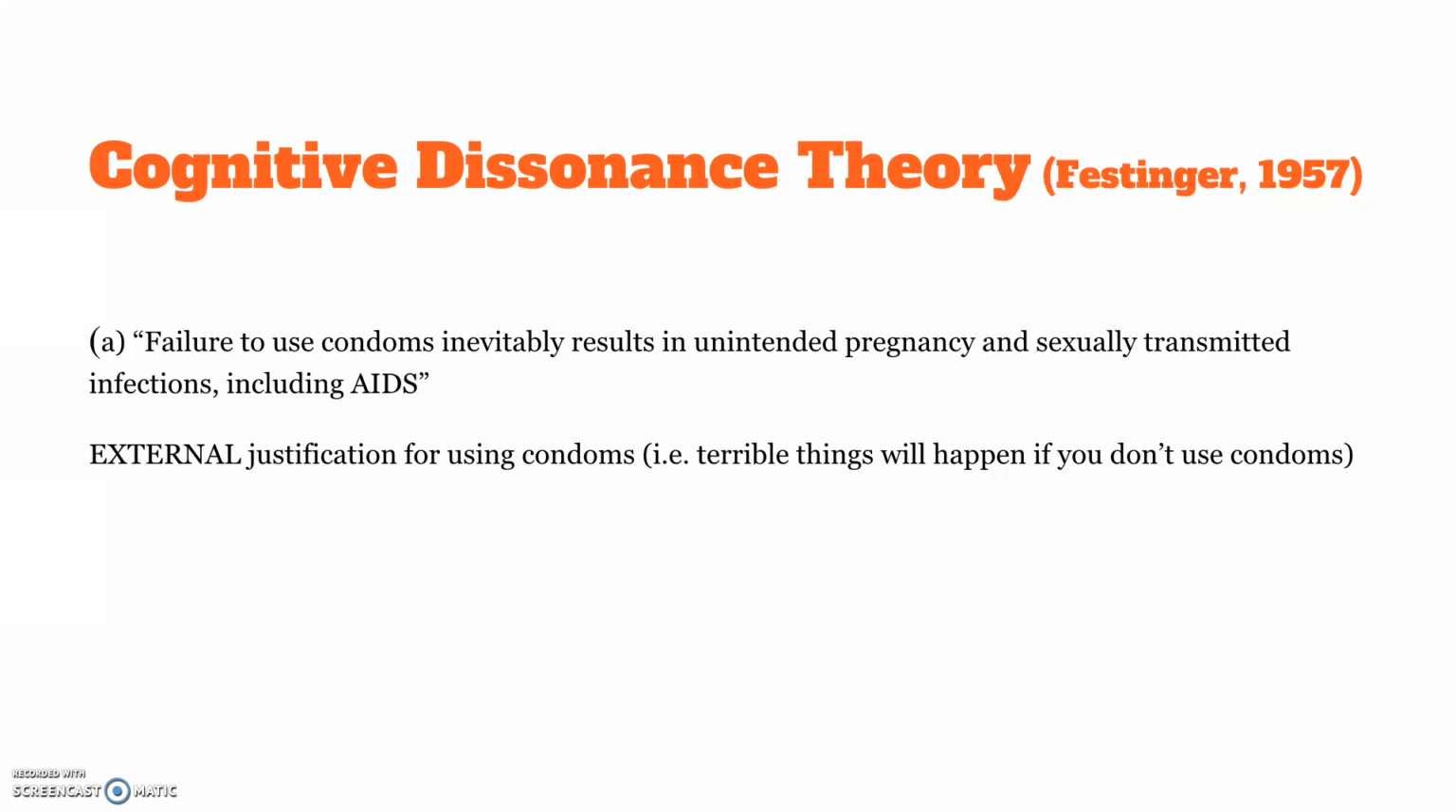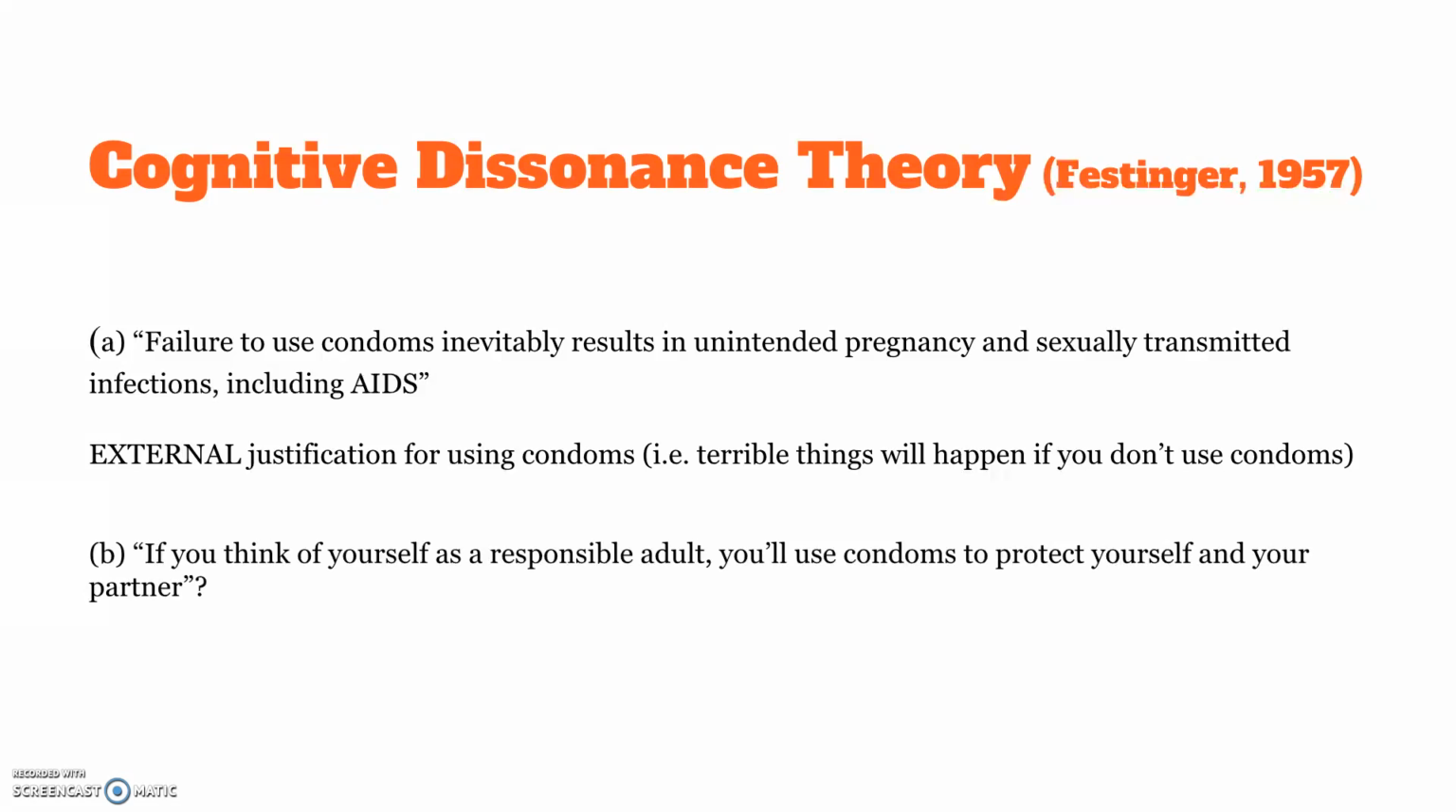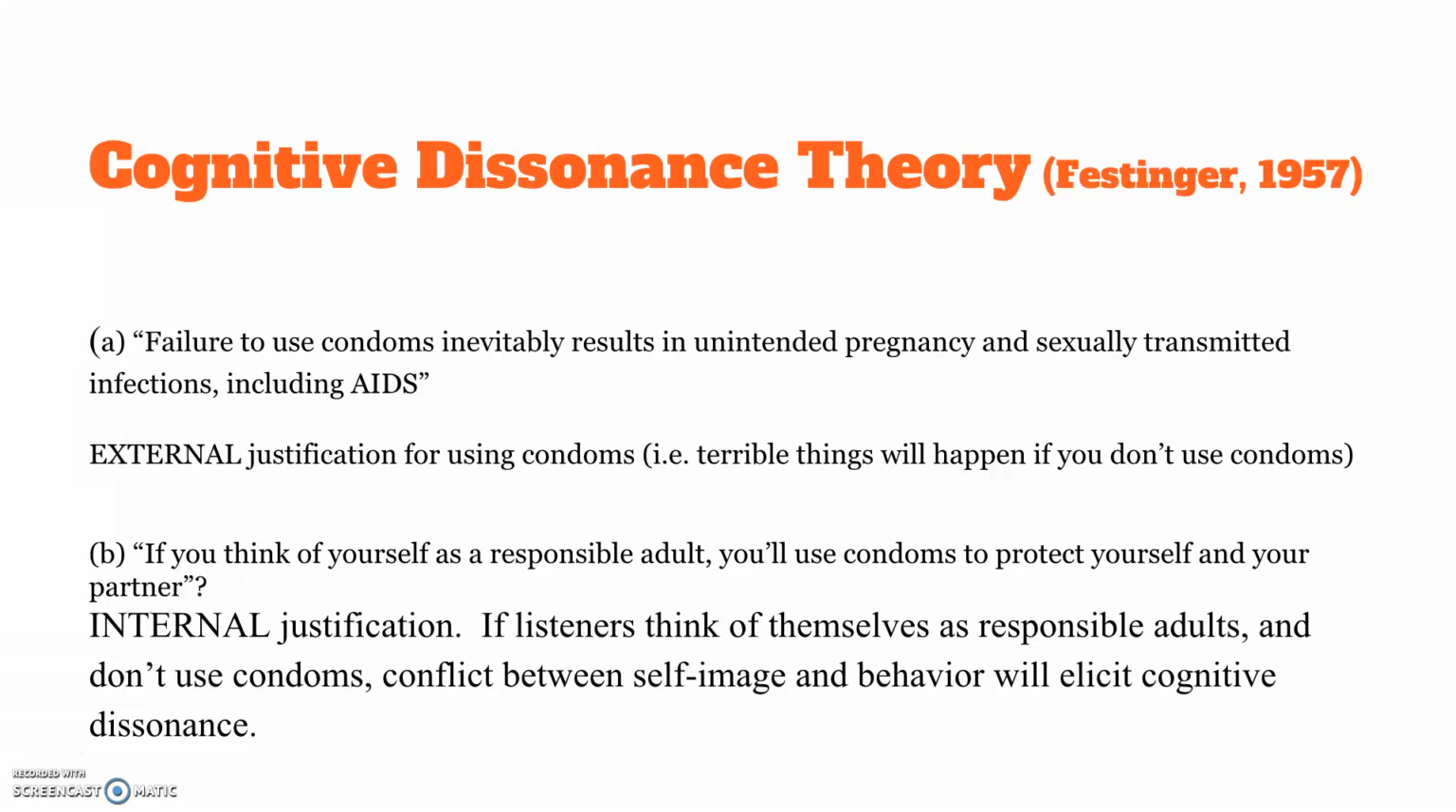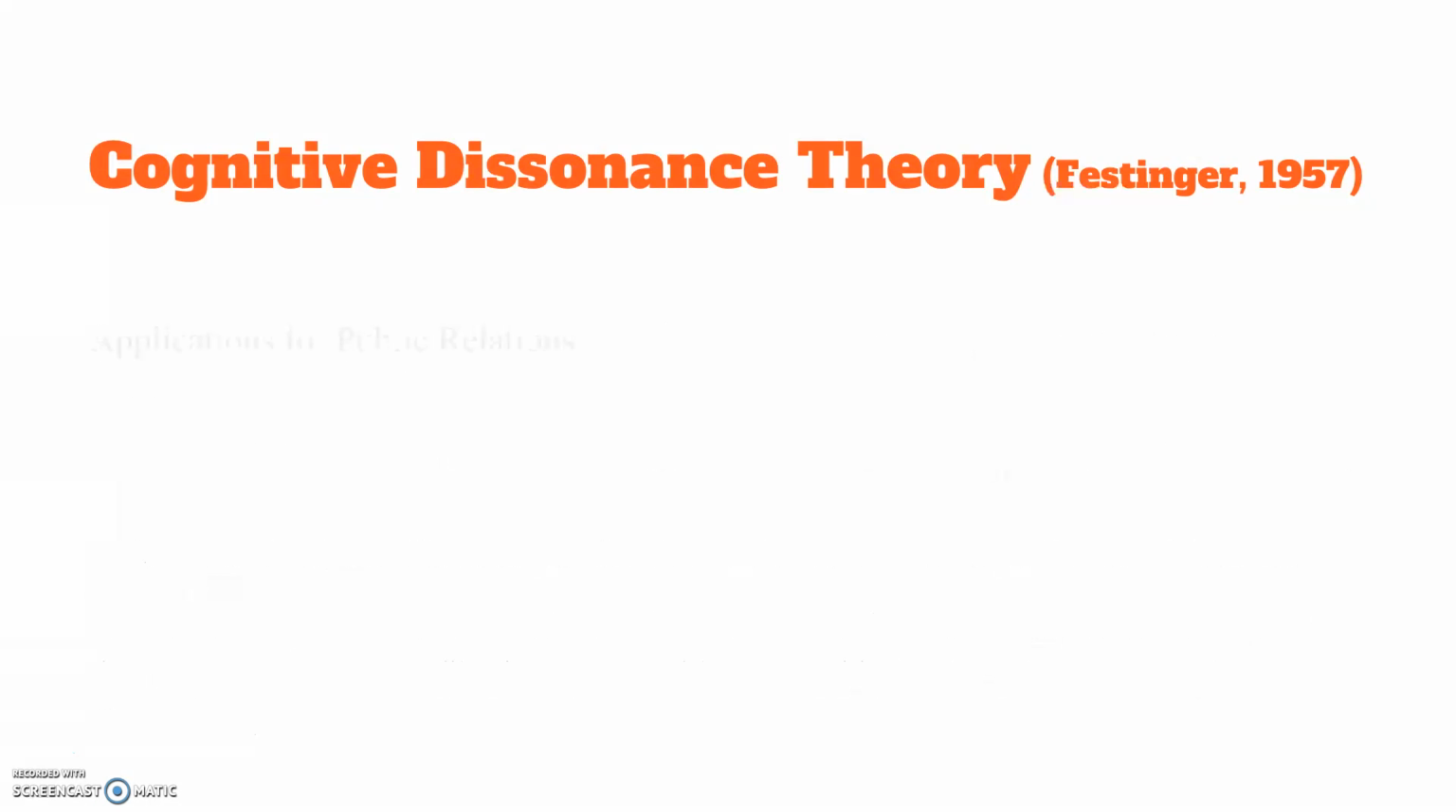Okay. So if you say A, you're giving them external justification for using condoms. Like, okay, terrible things are going to happen if you don't use condoms. But if you tell them, if you think of yourself as a responsible adult, you'll use condoms, then you're giving them internal justification. So if the listeners think of themselves as responsible adults and don't use condoms, there's a conflict between their self image and behavior, which will elicit cognitive dissonance. So they will, in the long run, try to change their behavior to come in line with their attitude.